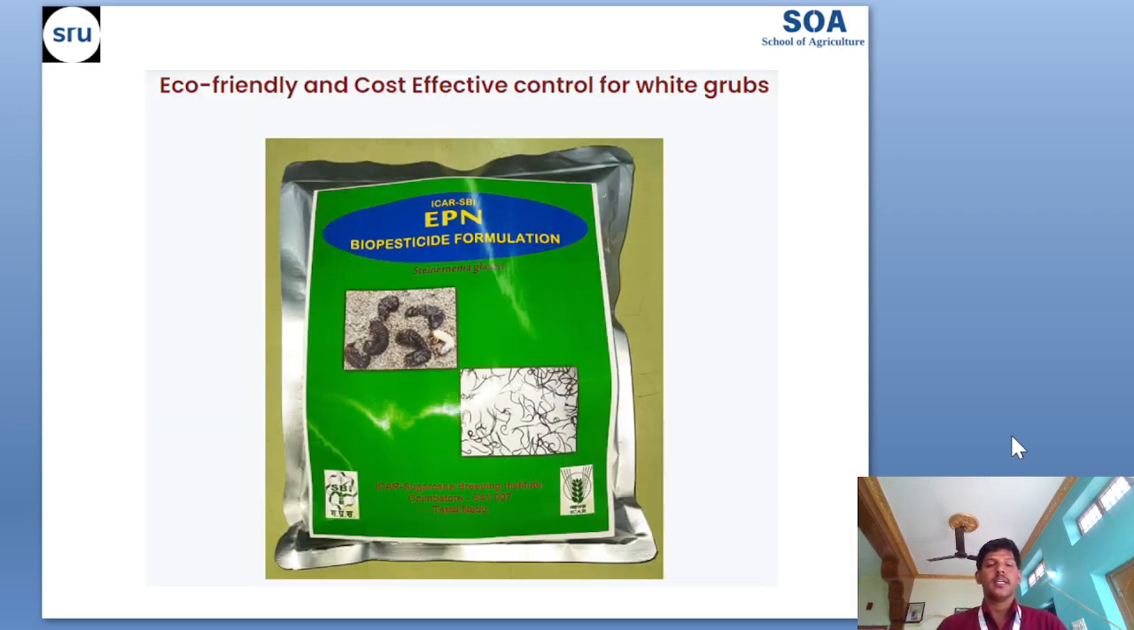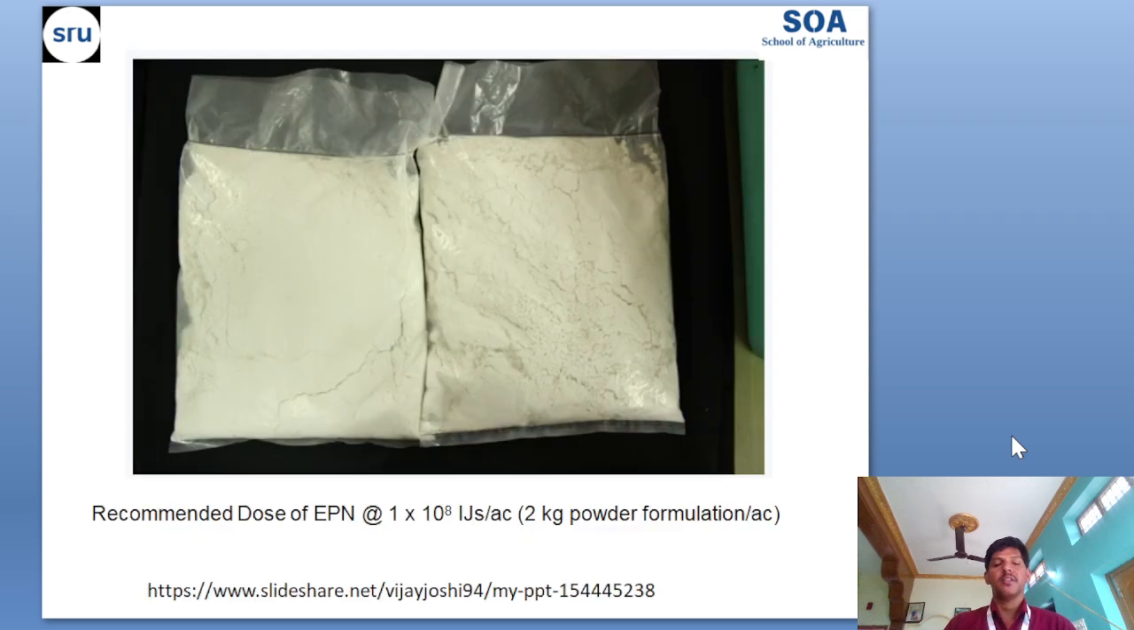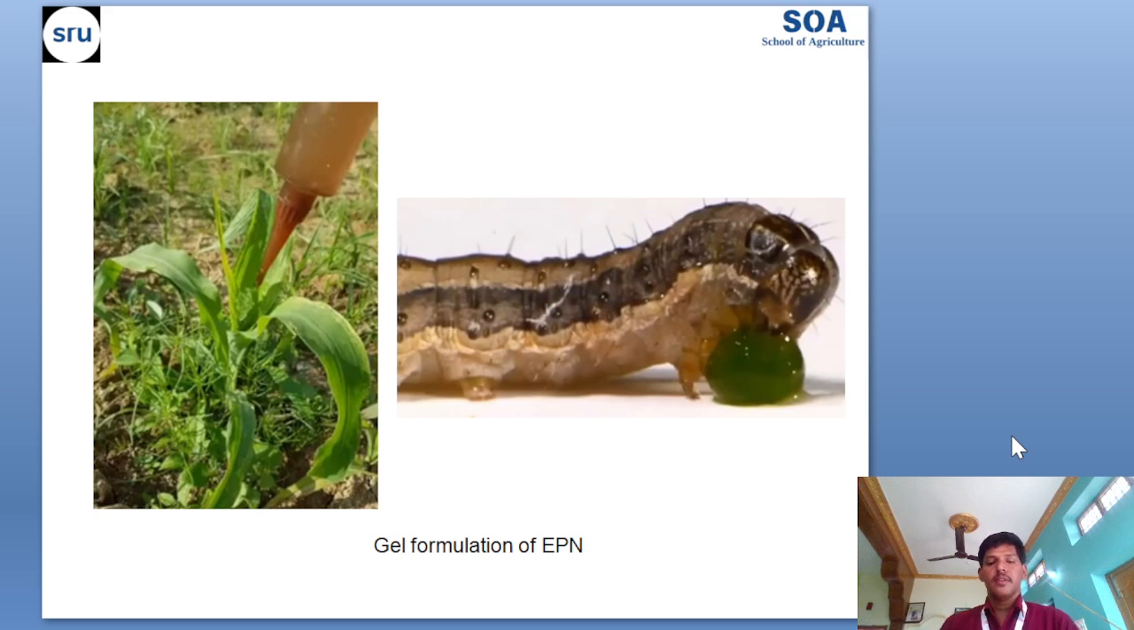See here the eco-friendly powder form entomopathogenic nematode formulation. It is recommended at the rate of 1 into 10 to the power of 8 infective juveniles per acre, that is 2 kg powder formulation per acre. This is the gel formulation of entomopathogenic nematodes.